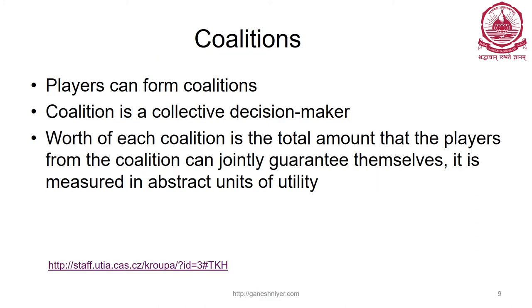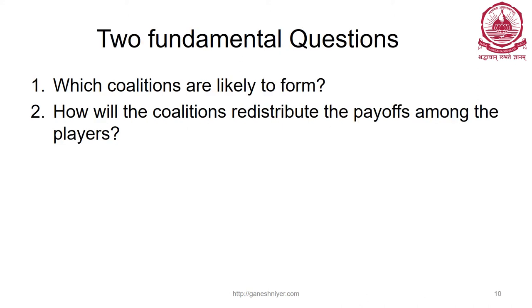Now, in coalitions, players can form groups, and the coalition makes a decision as a group, not individually. The worth of each coalition is the total amount that the players from the coalition can jointly guarantee. It's measured in abstract units of utility. Two fundamental questions are: which coalitions are likely to be formed, and how will the coalitions redistribute the payoffs among the players?